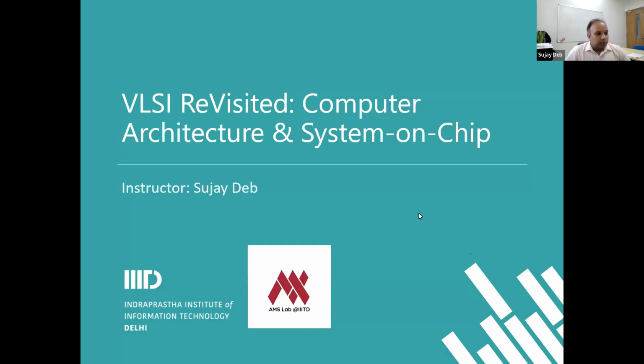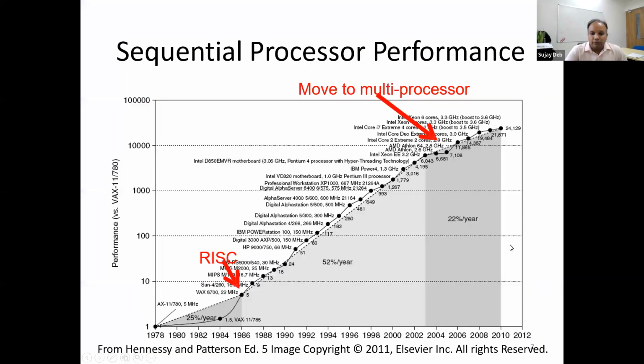All right, so welcome back to this module on computer architecture and ASIC design, and we will continue our discussion from where we left. What we essentially looked at in the discussion yesterday was trying to motivate ourselves why we need to study computer architecture and how historically things have evolved. And one of the things we looked at was how sequential processor performance has evolved.